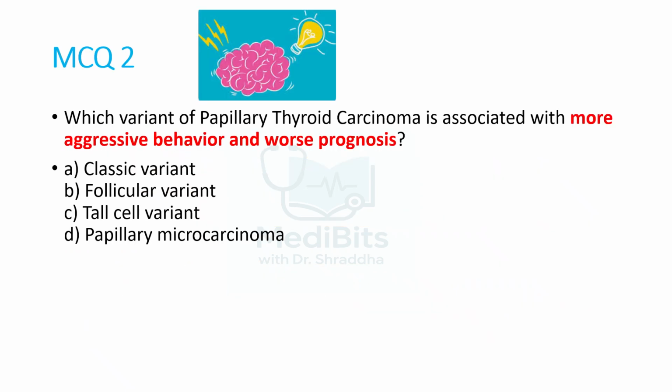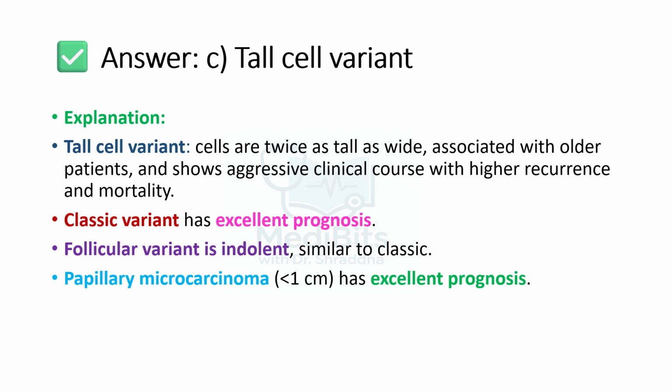Now, second question, which variant of papillary thyroid carcinoma is associated with more aggressive behavior and worse prognosis? So, the options are classic variant, follicular variant, tall cell variant, or papillary microcarcinoma. So, the answer is C, tall cell variant.